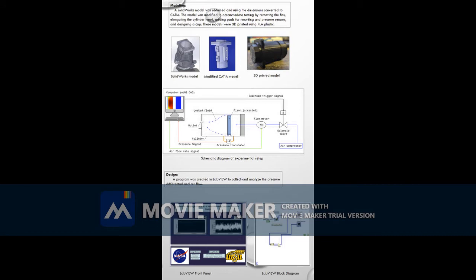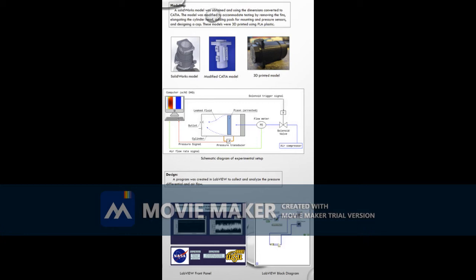A SolidWorks model was obtained and, using the dimensions, converted to CATIA. The model was modified to accommodate testing by removing the fins, elongating the cylinder head, adding pads for mounting pressure sensors, and designing a cap. These models were 3D printed using PLA plastic. On the left is the SolidWorks 3D model, the middle is the 3D CATIA model, and on the right is the 3D printed plastic model.